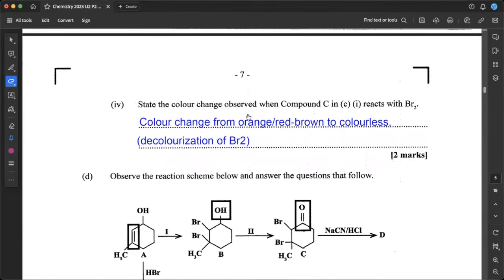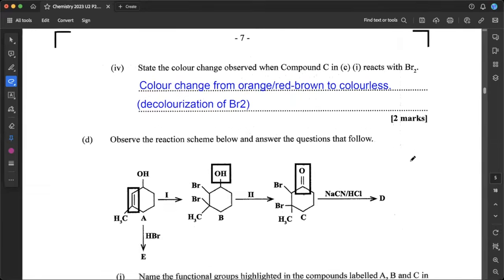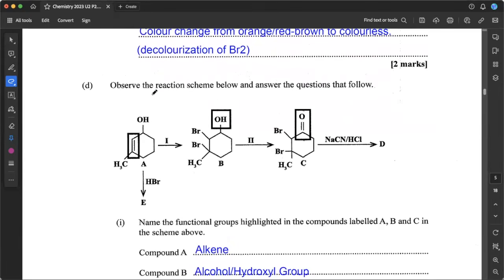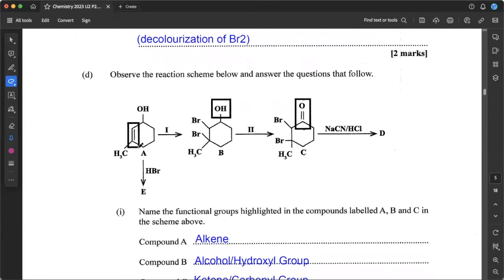All right, and they really want us to say what the color change is, meaning what was it before. So what is the color of the bromine solution before, and what is it gonna be when you add it to compound C, and it's gonna go from orange or red-brown to colorless. So be explicit in that, and you get the 2 marks, okay? So moving along to D now. D says, observe the reaction scheme below and answer the questions that follow. So let's look at this reaction scheme. We see that we're starting out with compound A, which has this alkene functional group. There's also an OH group here, but boxed in the box is the alkene functional group.